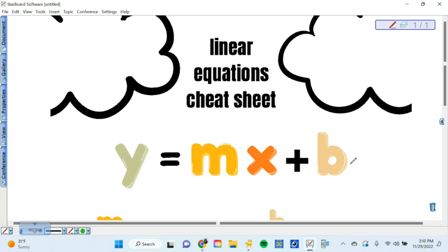This is kind of like a huge chunk of your test, understanding this equation. It's also the basis of our next chapter. What is this equation called? That is what the equation is, but what's it called? Yeah, it's slope-intercept form. Slope-intercept form, or the slope-intercept equation.